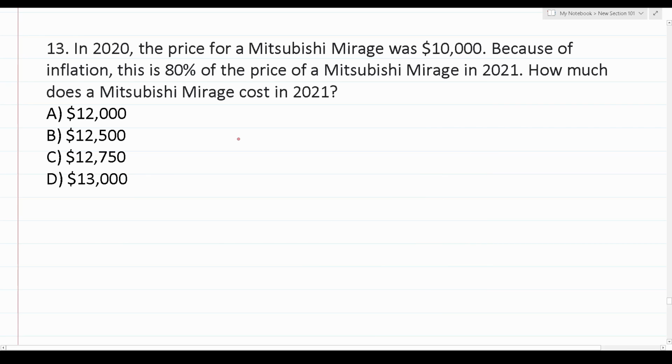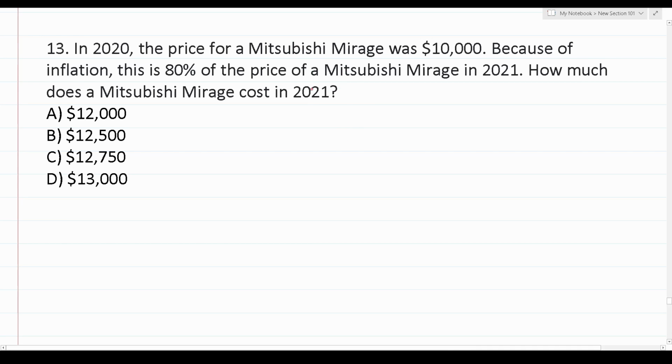Number 13 says, in 2020, the price for a Mitsubishi Mirage was $10,000. Because of inflation, this is 80% of the price of a Mitsubishi Mirage in 2021. How much does a Mitsubishi Mirage cost in 2021? All right, so for this one, we're going to have to take this problem and convert it into an expression that we can then solve. And as it happens, that's not too difficult to do.